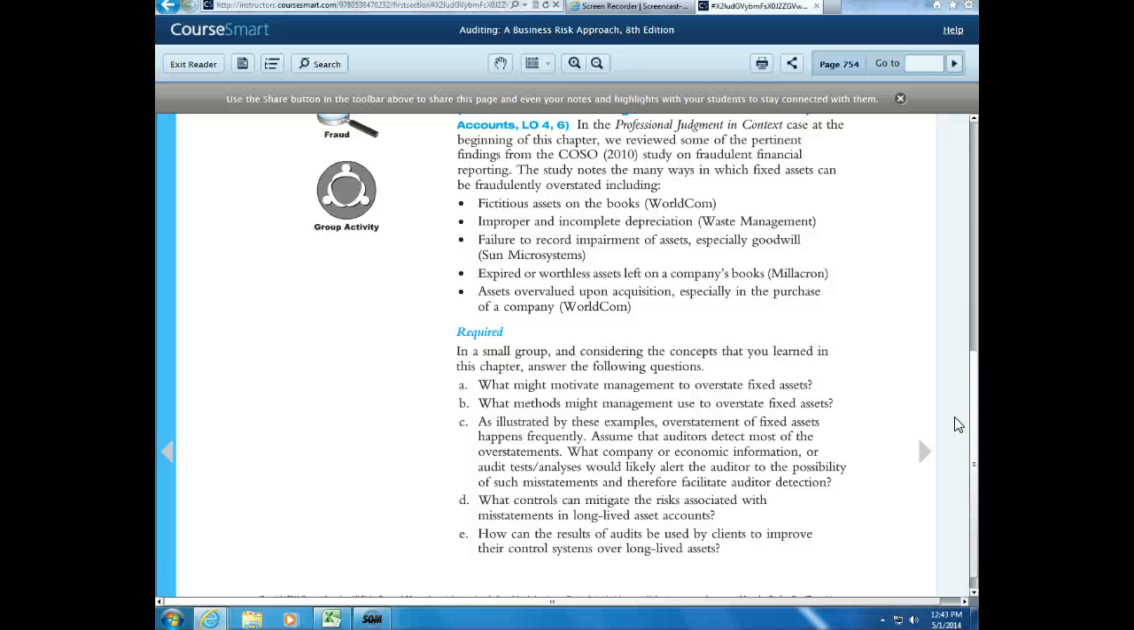How would they do these things? How does management go about trying to overstate the assets? Don't depreciate them properly. Capitalize things that really should be expensed. Don't get rid of asset impairments when they need to. Capital leases might be treated as operating leases, okay?